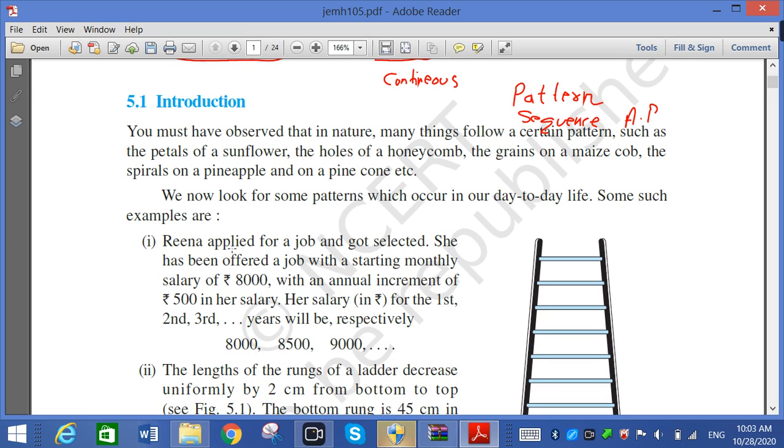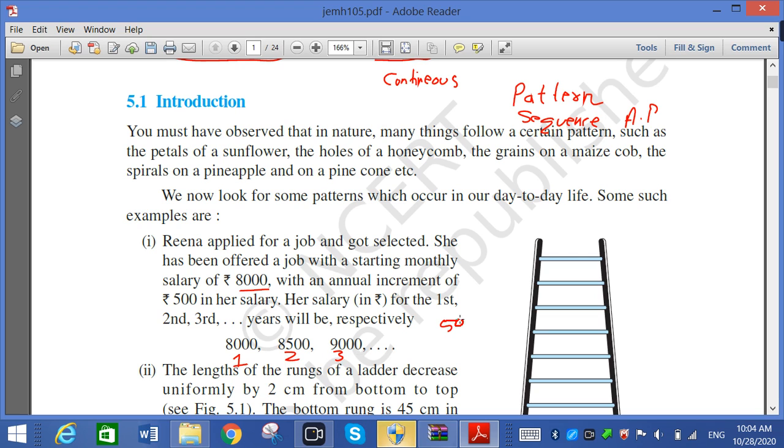So in our daily life we have seen the sequence. You see that Reena applied for a job and got selected. She has been offered a job with a starting monthly salary of 8,000. Now the annual increment is 500. So first year salary, second year salary, third year. So we can say sequence.